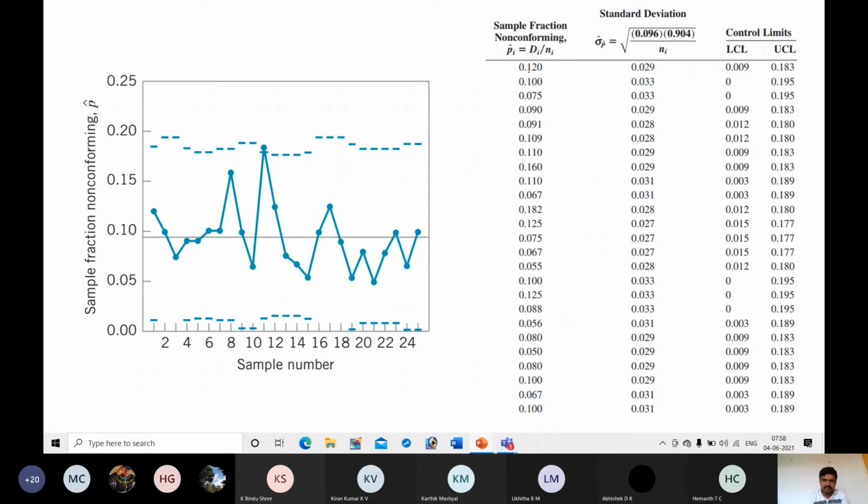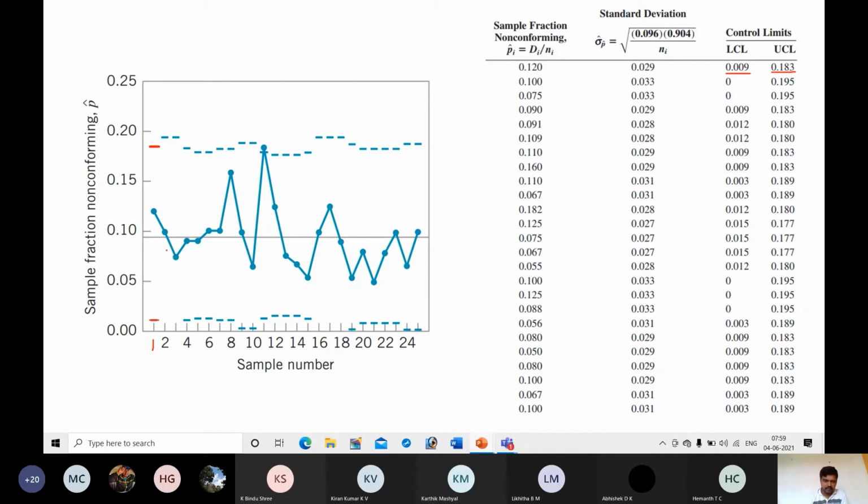So for the first one, for sample number 1, the limits are 0.009 and 0.183. So this is sample number 1. I should draw this limit at 0.009. Okay, so this is the lower limit. Next, the upper control limit, 0.183. If you use graph sheet, it is better.